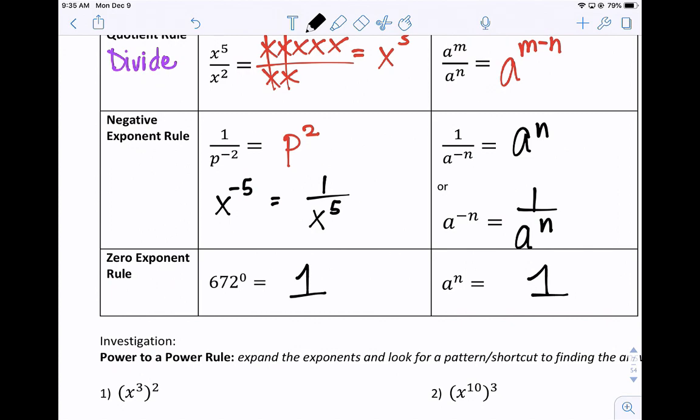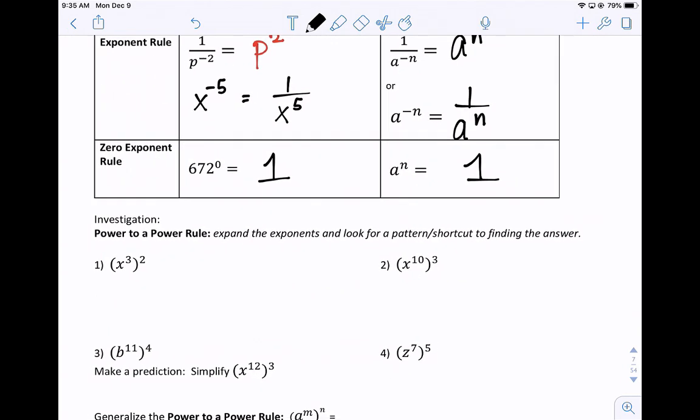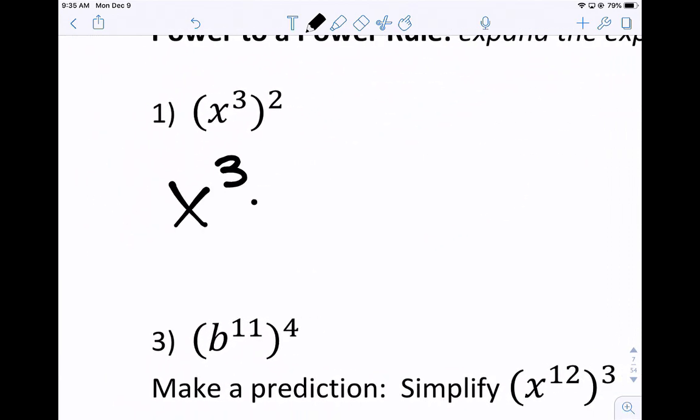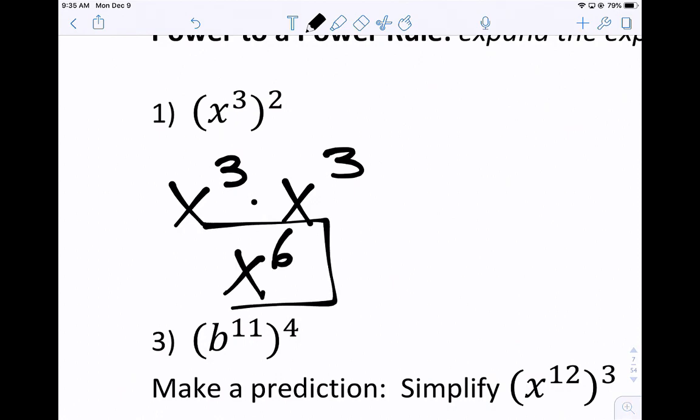So we have a few more properties to add to our exponent rules today. The first one is called the power to a power rule. So like yesterday, we're going to expand the exponents and look for a pattern or shortcut to find the right answer. So here this is x to the 3rd power, but it's twice. And so x to the 3rd power, if it's twice, we know we can add those exponents. So we get x to the 6th power.